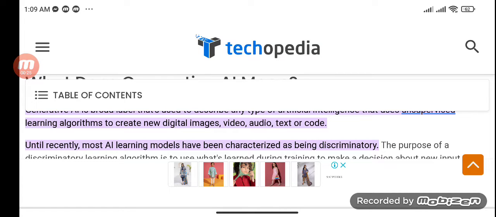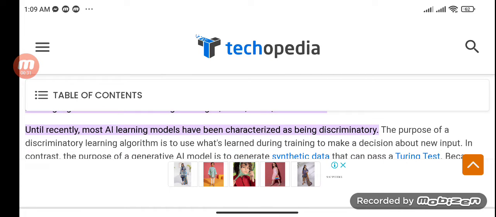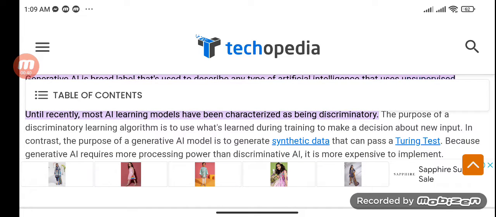Until recently, most AI learning models have been characterized as being discriminatory. The purpose of a discriminatory learning algorithm is to use what's learned during training to make a decision about new input. In contrast, the purpose of a generative AI model is to generate synthetic data that can pass a Turing test.